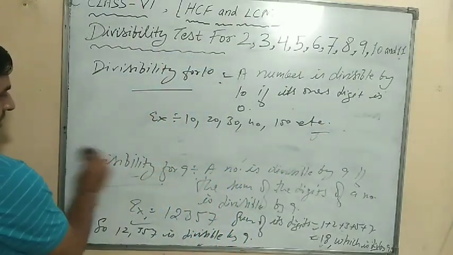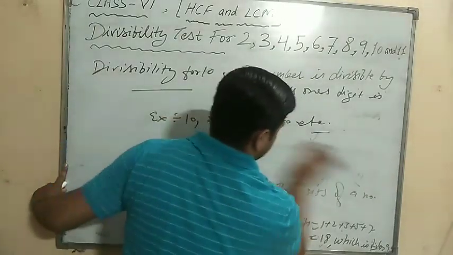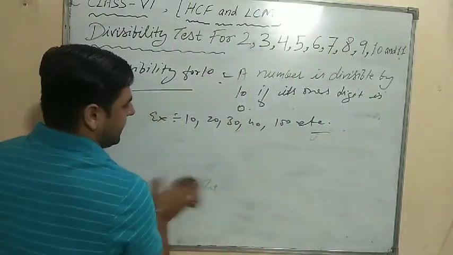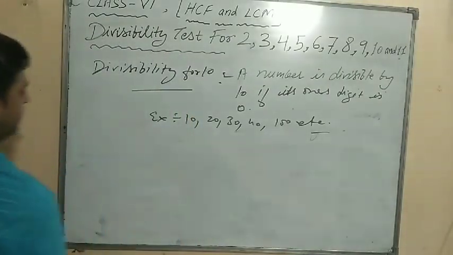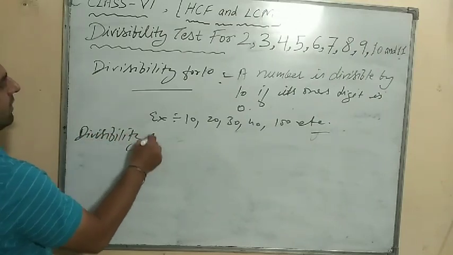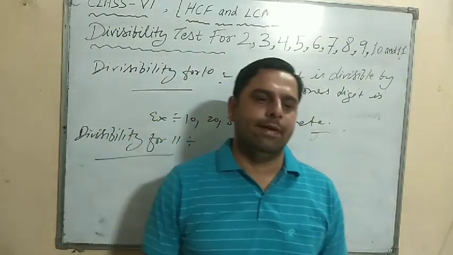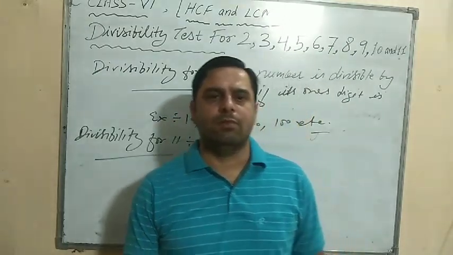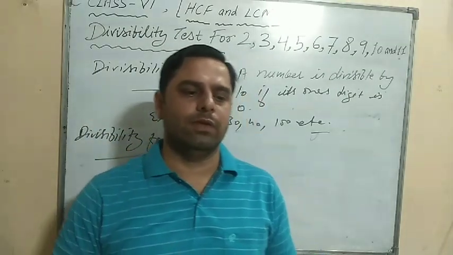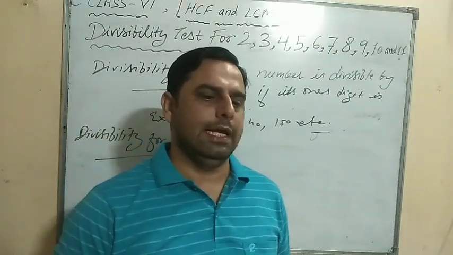Okay. Now the divisibility test for 11. So it is a very important test. A number is divisible by 11 if the difference between the sum of the digits at odd places and the sum of the digits at even places is either 0 or a multiple of 11.